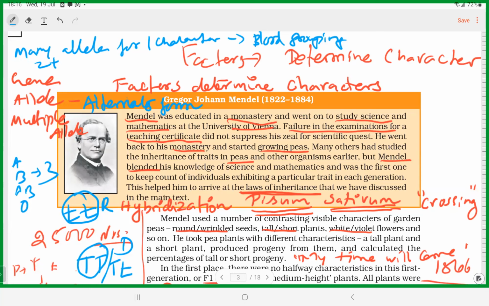Name of the plant is pea plant. Scientific name is Pisum sativum. Okay, yeah, fine. Why did Mendel select Pisum sativum? We saw, no. Why Mendel selected that plant?